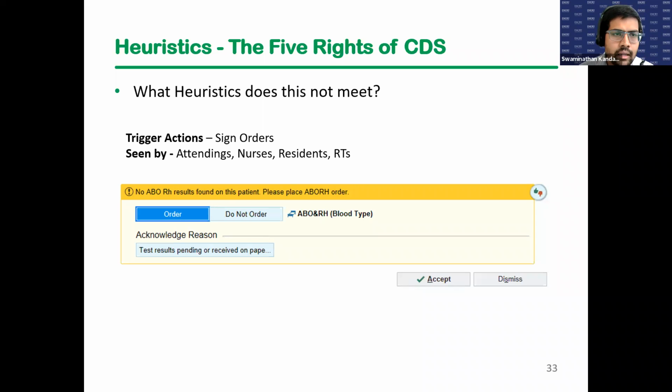So this is an alert asking users to place an order for type on screen for blood type. I'm going to move forward just for the sake of time.